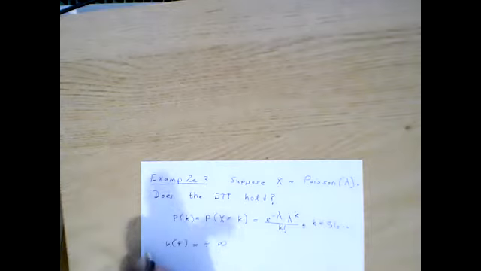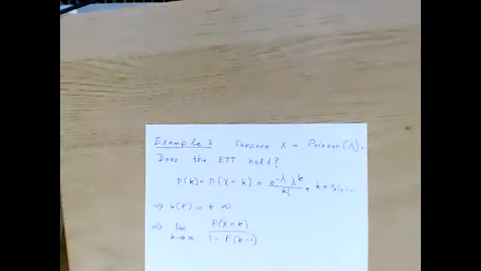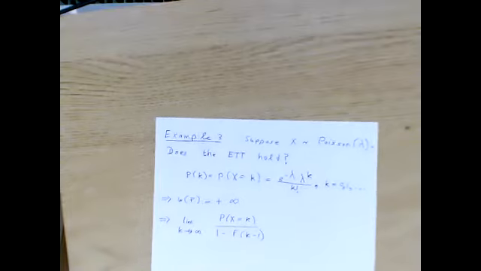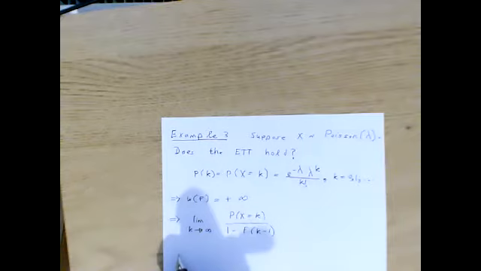So what we need to check is the following: the limit as k goes to infinity of the probability that x equals k divided by 1 minus the CDF at k minus 1. We need to find the limit of this as k goes to infinity. That's what I'm going to do now, because this question, as I said, is not as trivial as the previous two.